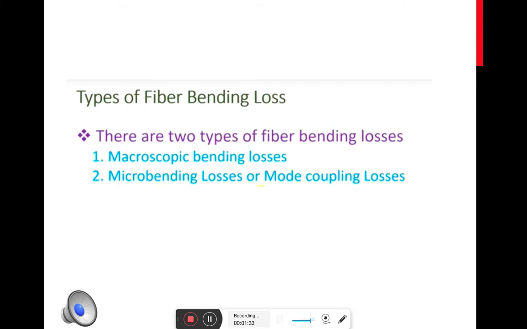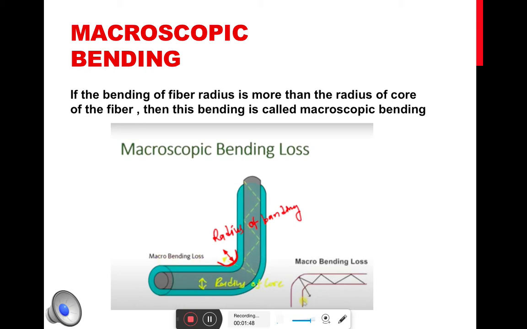And we have two types of fiber bending losses. The first one is macroscopic bending losses and the other one is microscopic bending losses, or mode coupling losses. Macroscopic bending losses: when a fiber is bent, there is an associated radius of bending. If this radius of bending is more than the radius of the core of the optical fiber, such bending is called macroscopic bending.